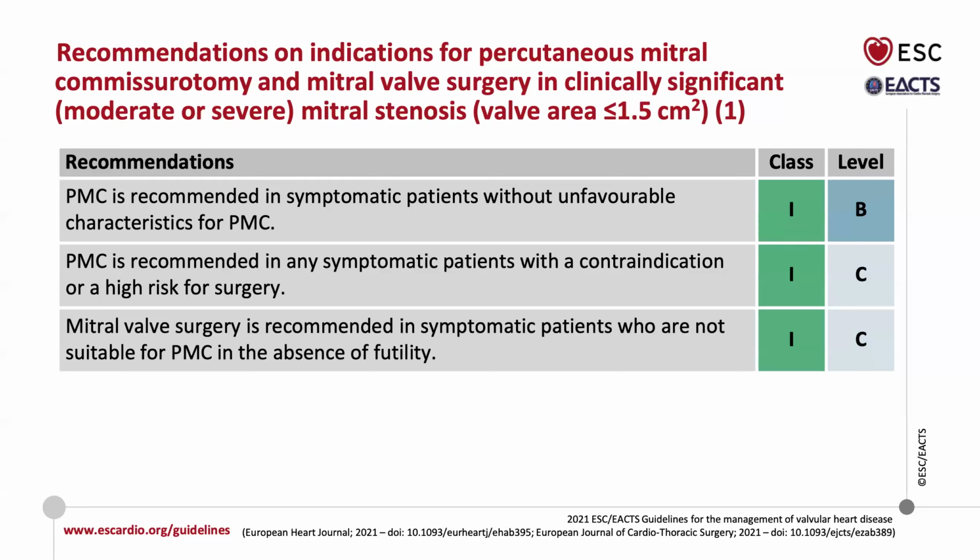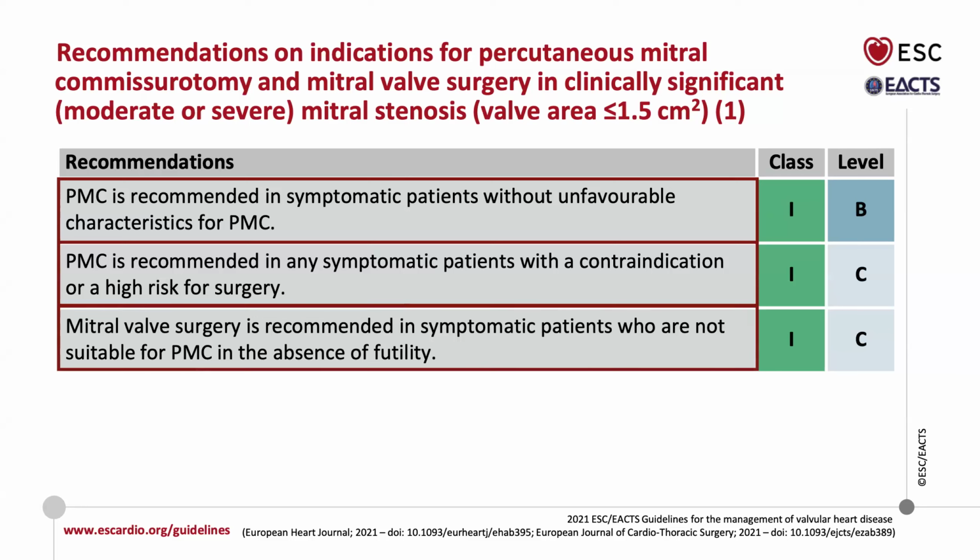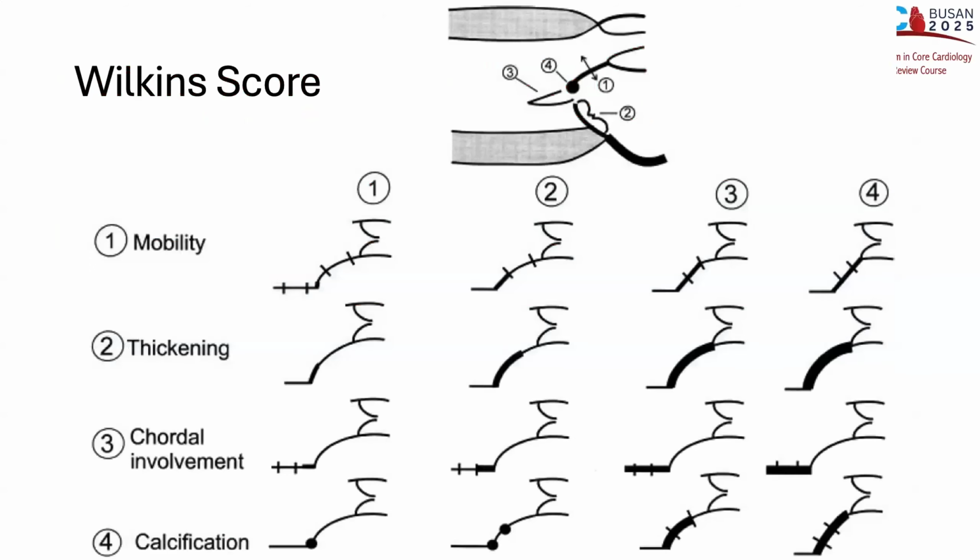The guidelines for management of mitral stenosis are quite straightforward. Percutaneous balloon mitral commissurotomy is recommended for patients with favorable characteristics, class 1, or who cannot get surgery, class 1. Otherwise, they get sent for surgery, class 1. So what are the favorable characteristics and what are the contraindications?